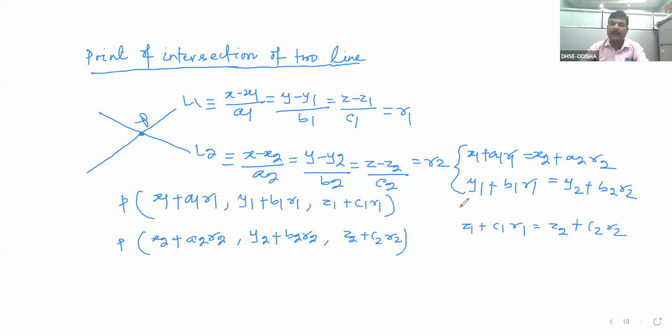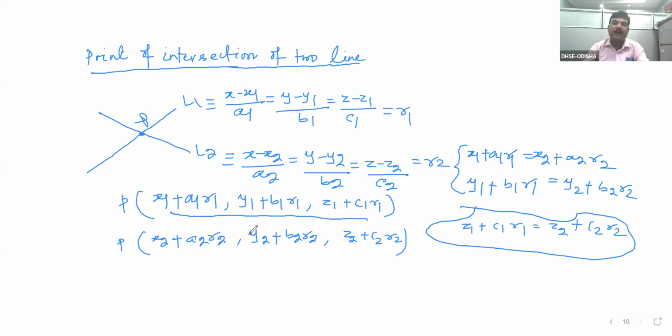If the value of r1 and r2 satisfy the third equation, then we can say that the two lines intersect. Either substitute the value of r1 in this equation, you will get the point of intersection, or substitute the value of r2 in this equation, you will get the point of intersection. Right? Is it clear? Nasrin, is it clear, beta? Hello.